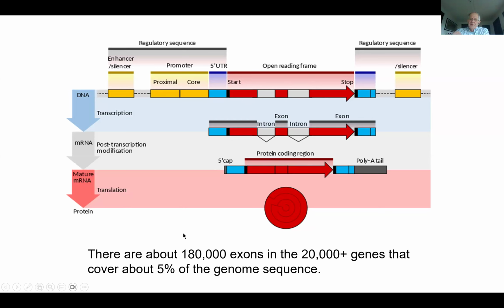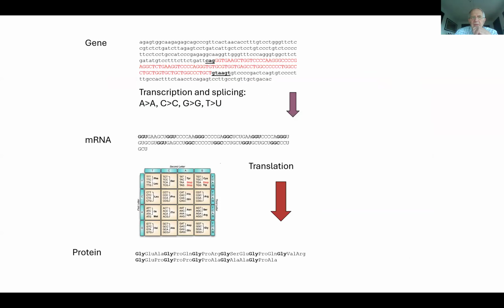So there are about 180,000 exons in the 20,000 genes. And that is contained in about 5% of the entire genome. So we're only looking at 1/20th of all the genetic sequence when we do exome sequencing. So this is a representation in letters that you can see. In the lowercase are the introns. The red and uppercase are the coding sequence or exon. There's information at the end of this intron and the beginning of this intron that basically identify the region that's the coding sequence.